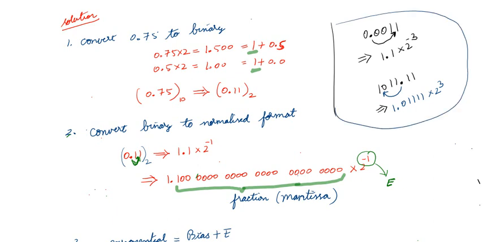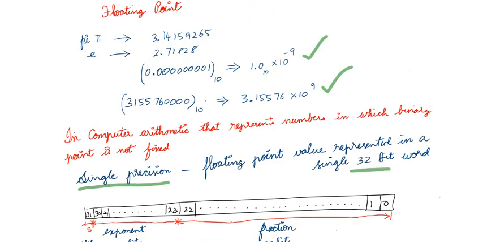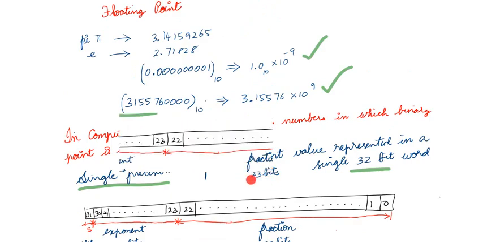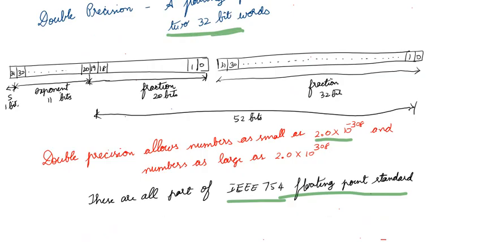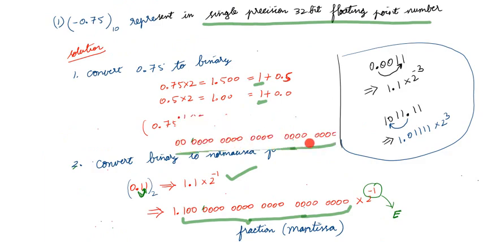So we have normalized this. Next step, we know the fraction is represented. This 0.1 is the fractional part. After normalization, try to write 0.1 in 23 bits, because we have seen that in single precision, the fraction is represented in 23 bits. So 1 followed by 22 zeros. This fraction is also called the mantissa.